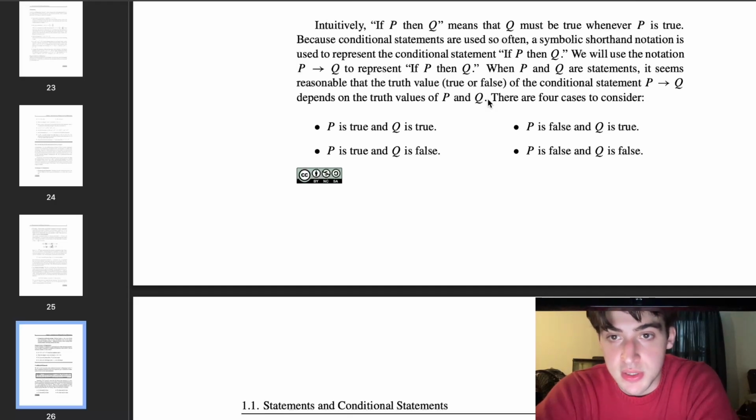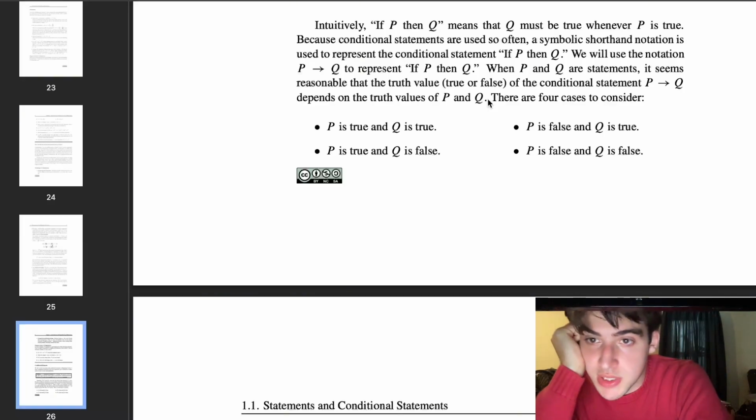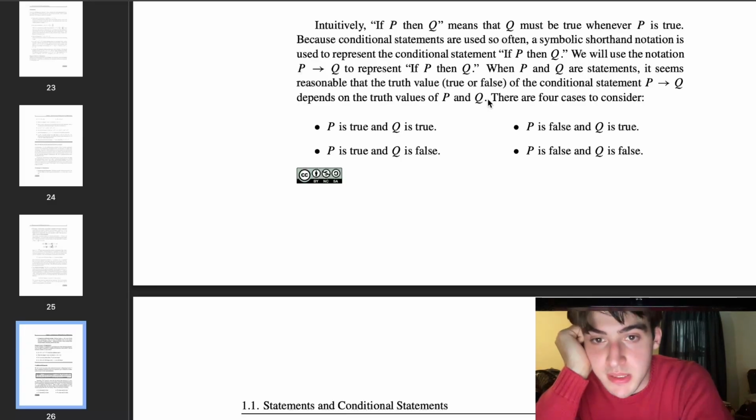Because conditional statements are used so often, a symbolic shorthand notation is used to represent the conditional statement if P then Q. We will use the notation P arrow Q to represent if P then Q. When P and Q are statements, it seems reasonable that the truth value, true or false, of the conditional statement P arrow Q depends on the truth values of P and Q. There are 4 cases to consider. P is true and Q is true. P is true and Q is false. P is false and Q is true. P is false and Q is false.